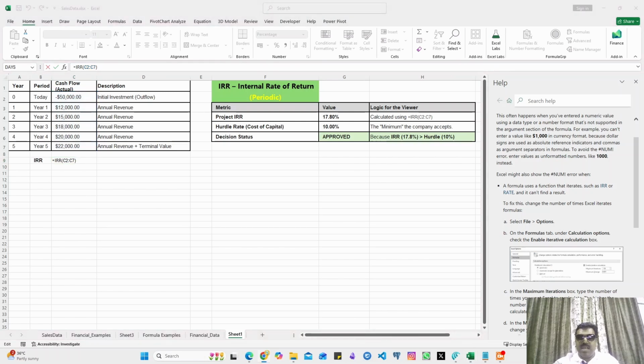When you see an IRR result, it acts as a project's efficiency score. If the IRR is higher than the cost of money you borrowed to start the project, you have a profitable venture. It's the ultimate metric for comparing two different opportunities.